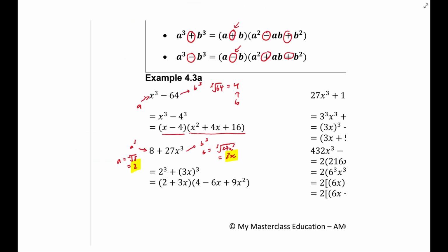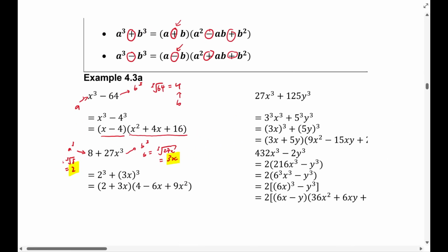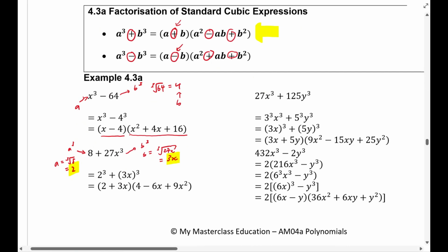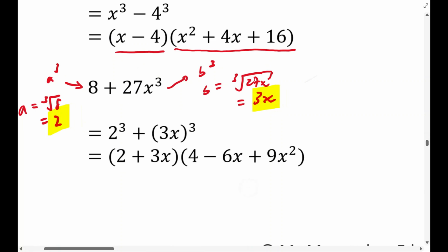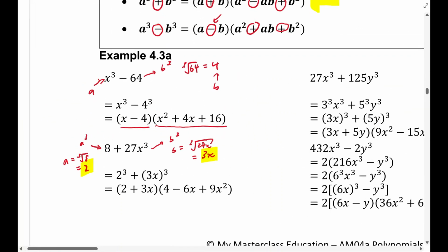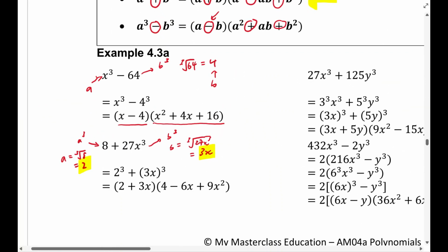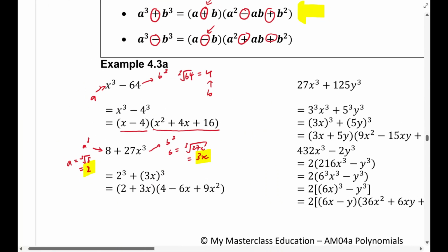Then you plug it into this equation. That's how you get 2 plus 3x, bracket a square, so 2 square equals 4. Then minus ab, so 2 times 3x gives you 6x, plus b square, so 3x whole thing square, gives you 9x square.